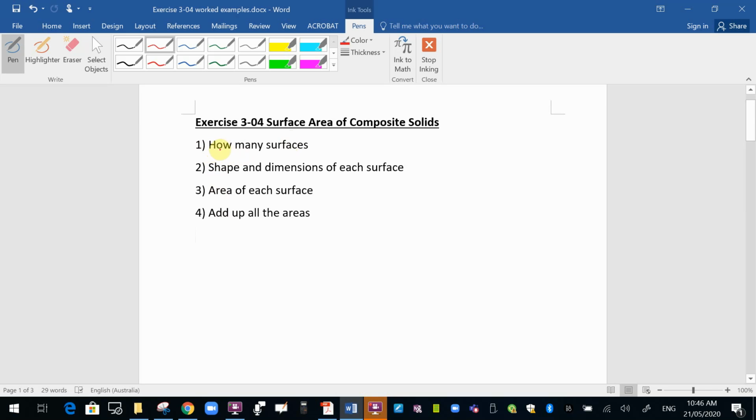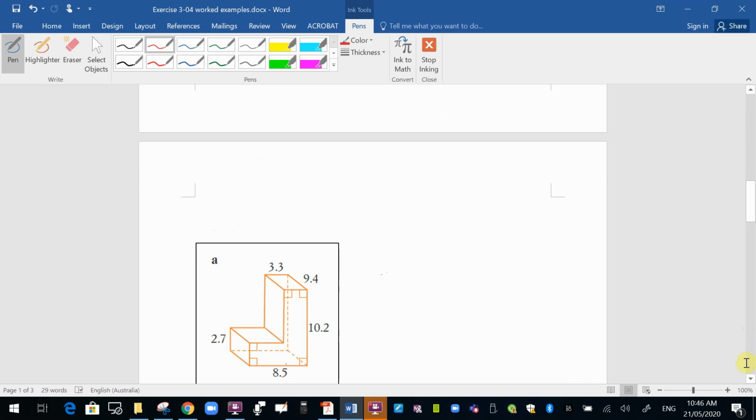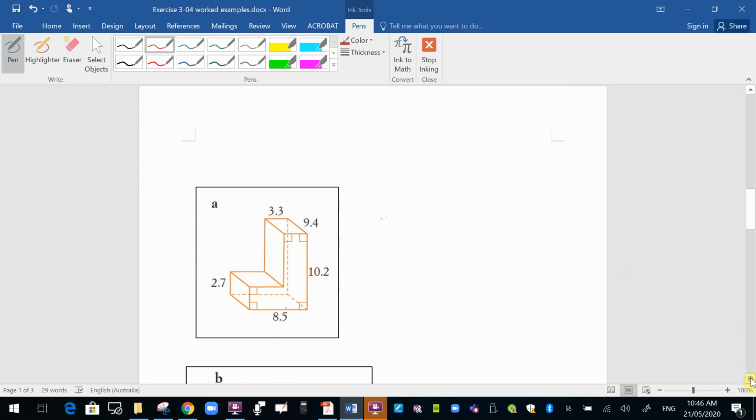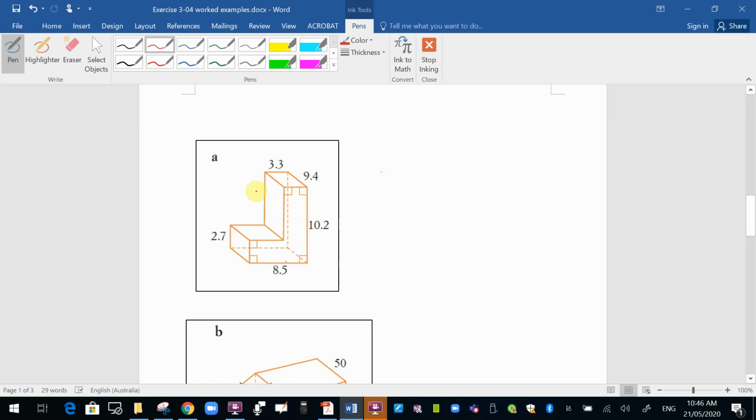it as well. So the first thing is we need to work out how many surfaces there are in total in the whole solid. Second, the shape and dimensions of each surface before we can calculate what the area is of the surface, and then finally add it all up. So that's what we'll be doing in these examples, and these are the exact same examples that you'll be finding answers for. So we're going to be working on it together.